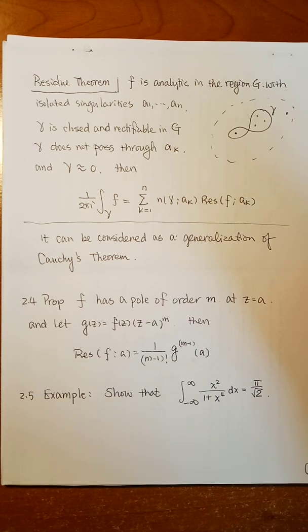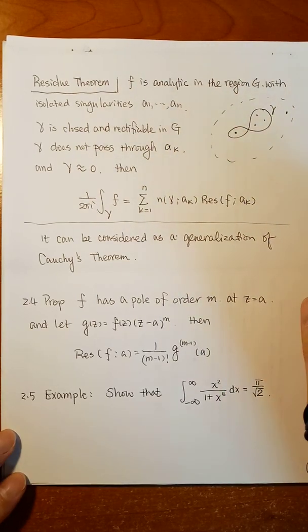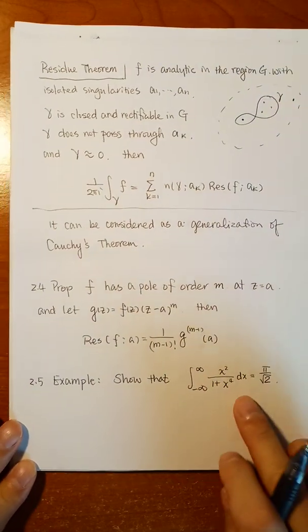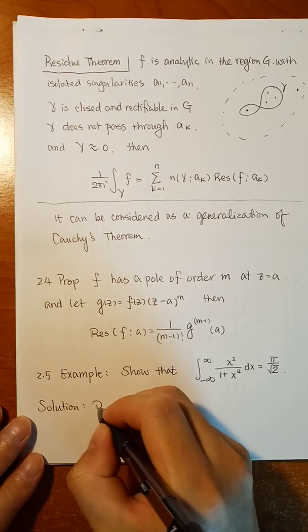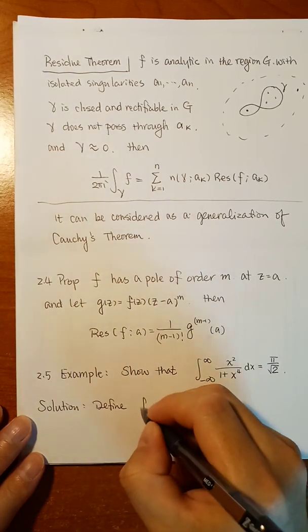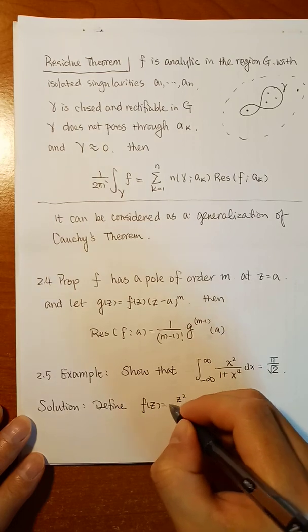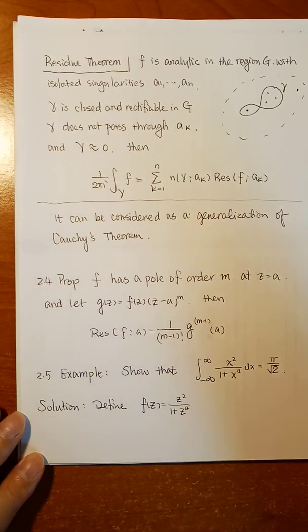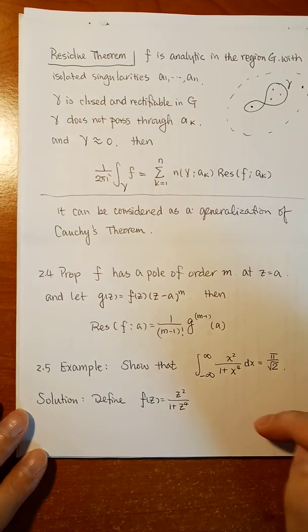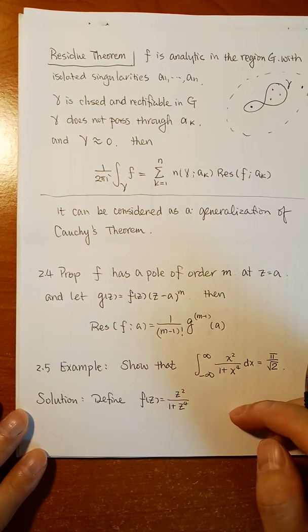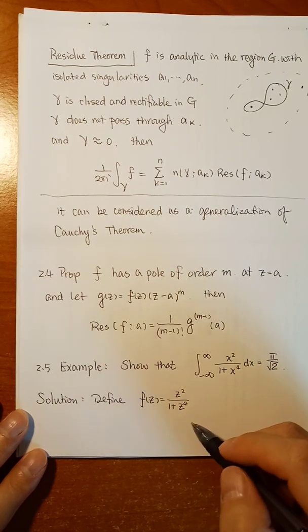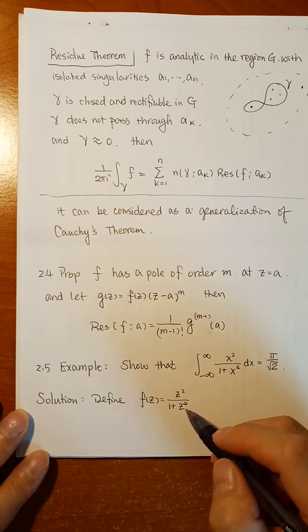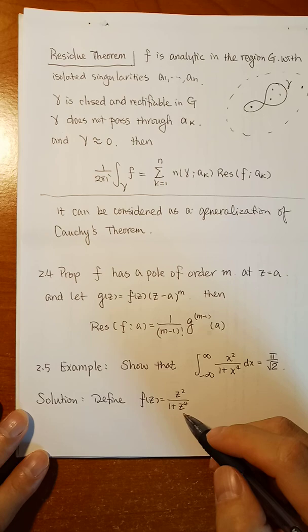The residue theorem depends on the singularities, curves, and functions. So here we have a function, even though it's a real variable. So we define f of z equal to z squared over 1 plus z to the 4. Okay, so this is a rational function. This rational function has 4 singularities, 4 simple poles. They are the solutions of z to the 4 equal to negative 1.